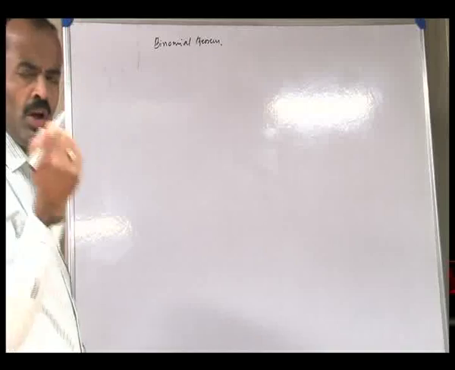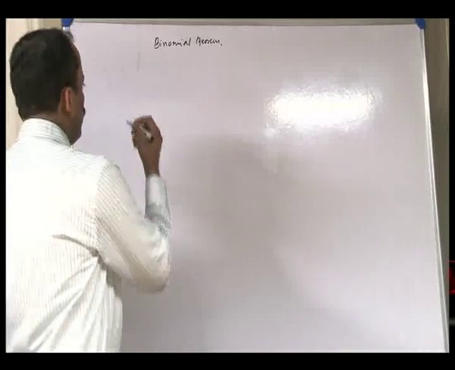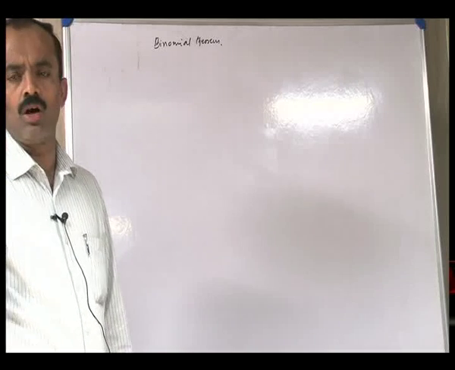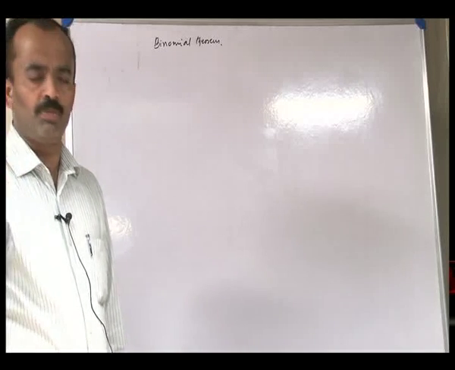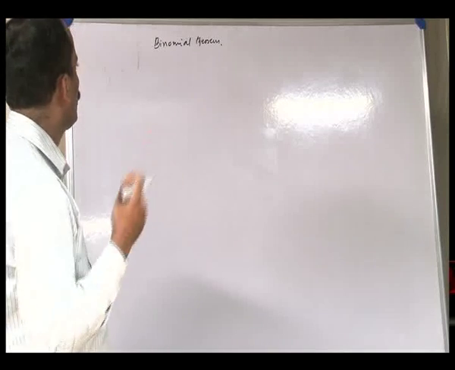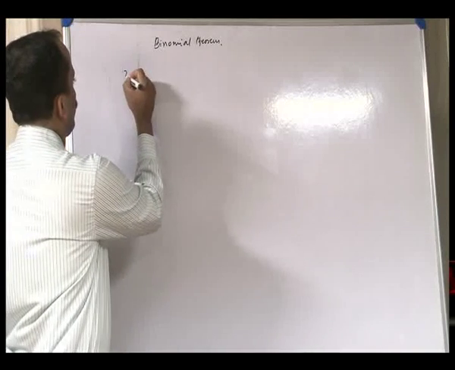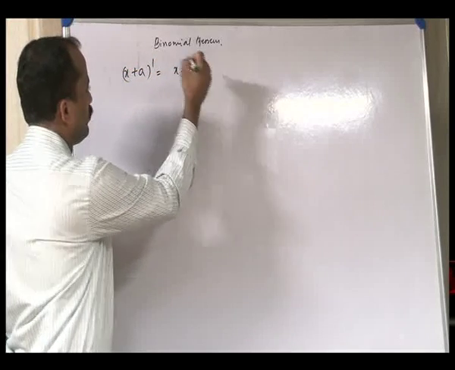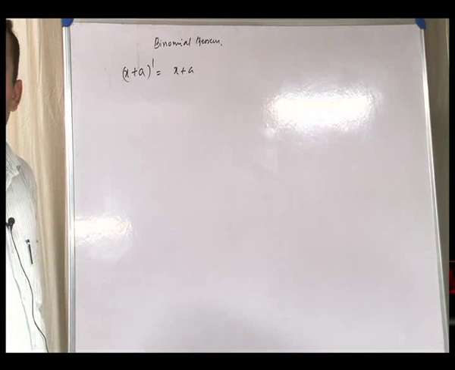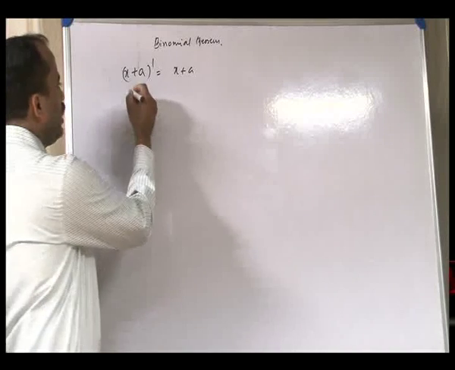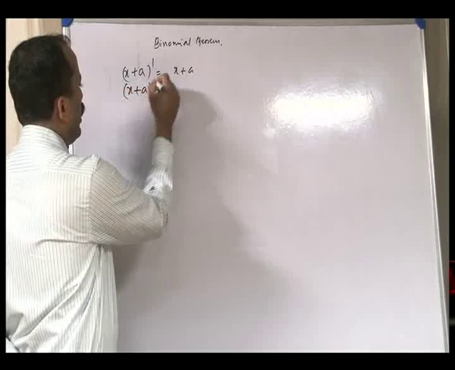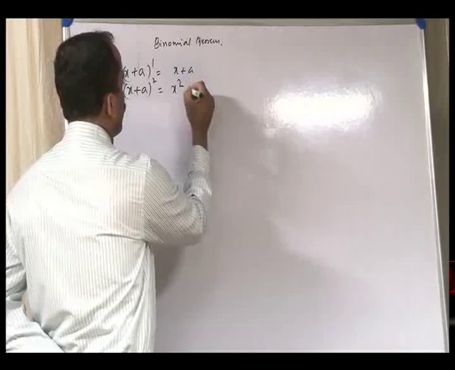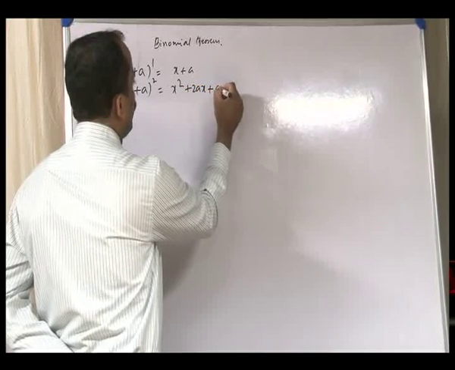Next, we are all familiar with algebraic formulas like (x plus a) whole squared, (x minus a) whole squared, or simply (a plus b) whole squared, (a minus b) whole squared, or (a plus b) or (a minus b) whole cube. For example, (x plus a) to the power 1 is equal to x plus a itself. Similarly, (x plus a) whole square is equal to, like (a plus b) whole square, x squared plus 2ax plus a squared.